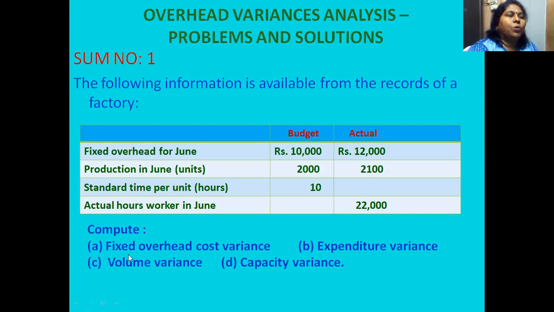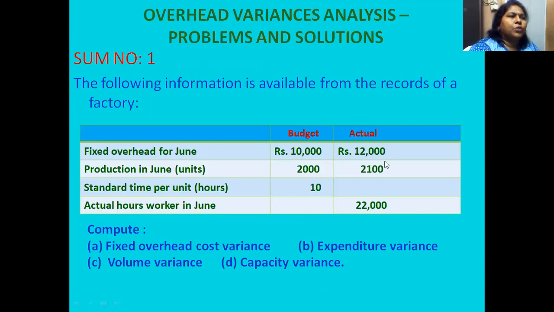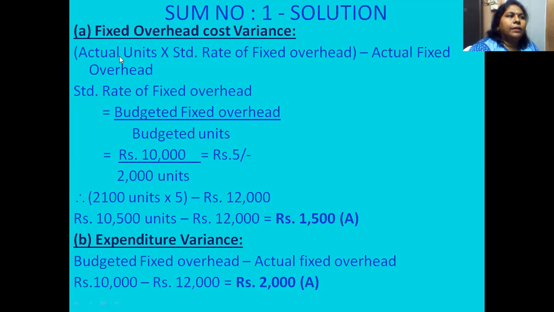Now we will go to the calculation of fixed overhead cost variance in the next slide. How to calculate the fixed overhead cost variance? The formula is actual units into standard rate of fixed overhead minus actual fixed overheads. Actual fixed overhead, we already have in the problem. That is, actual fixed overhead is 12,000. We need to calculate the standard overhead on the actual output. So how to calculate the actual units into standard rate of fixed overheads? First of all, we need to calculate the standard rate of fixed overheads.